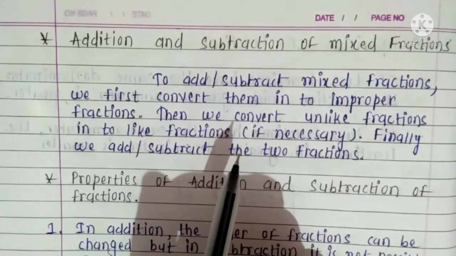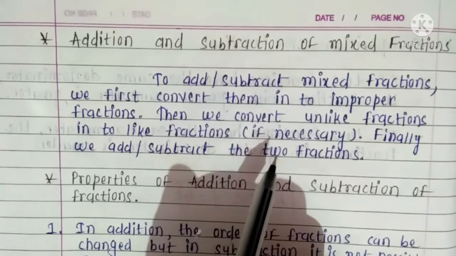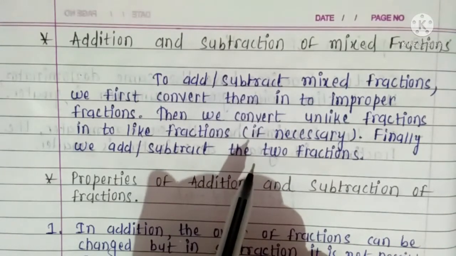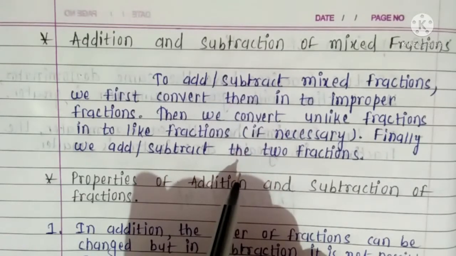That means, अगर हम mixed fraction को add और subtract करना चाहते हैं, तो first of all हम mixed fraction को convert करेंगे improper fraction में. And जो improper fraction मिले हैं, वो अगर unlike fraction हैं, तो हम उसको convert करेंगे like fraction में. And फिर हम उसको add या फिर subtract करेंगे.